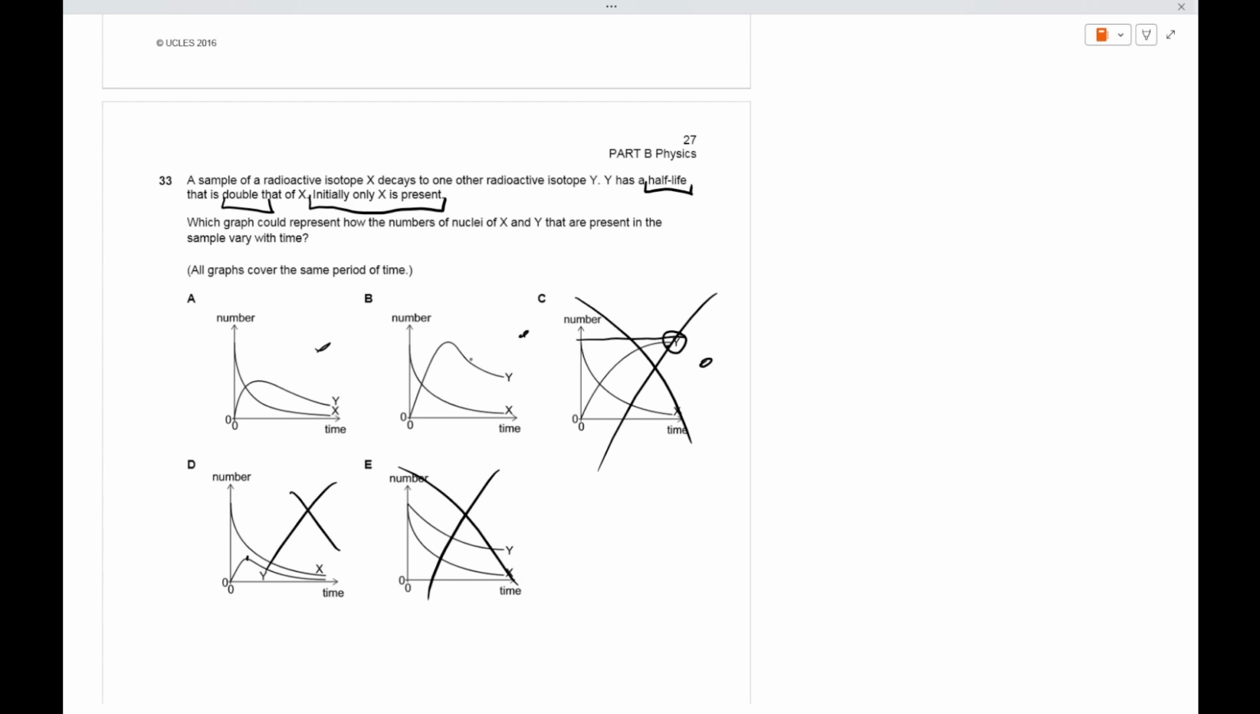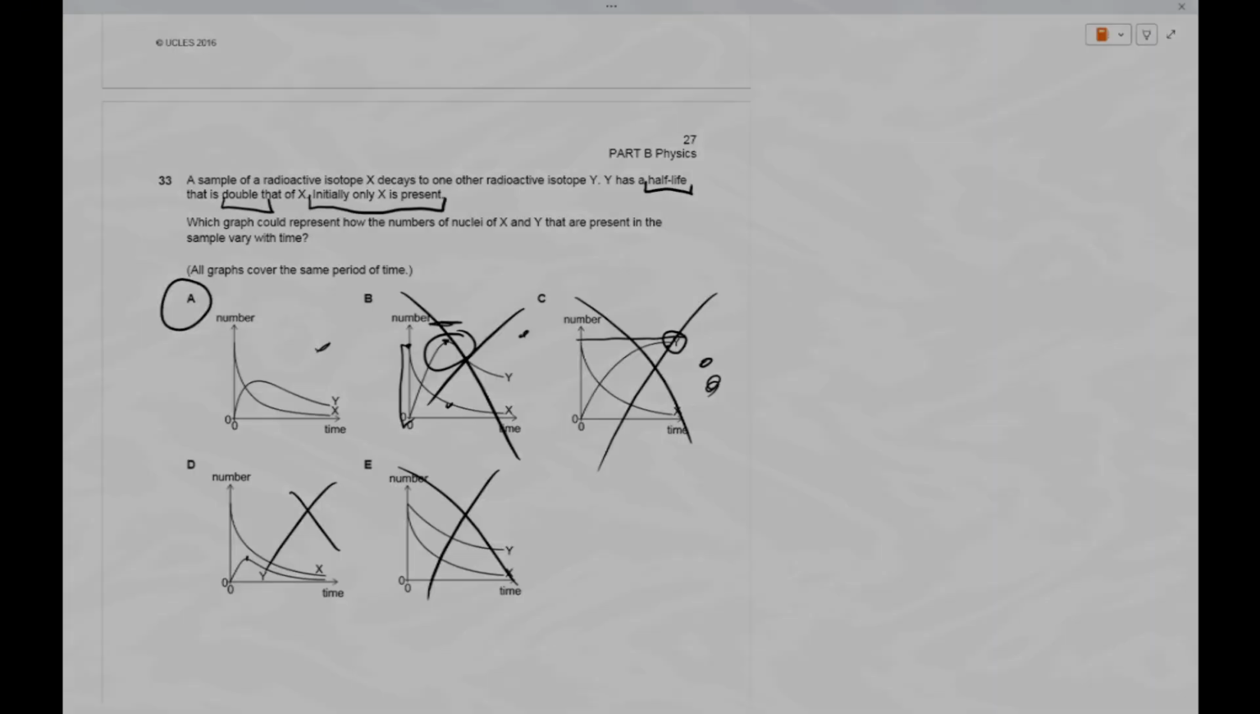Now, we know that it's not b either because this peak is too high. It doesn't make sense, because if we add up these two quantities, we can see that it's actually higher than the initial one. This would indicate a total of around here, which is not possible since x decays into y, but y also decays. That means that the total number, as we said in c, has to actually decrease. So it can't be b either. In that case, the only option left is a.